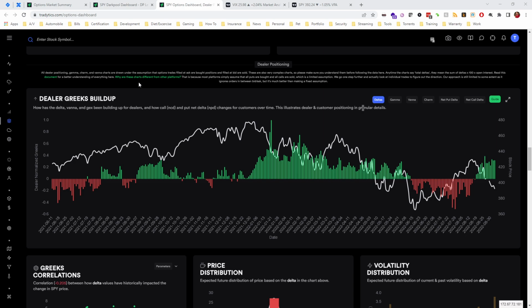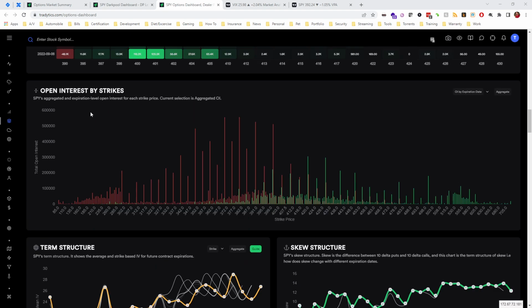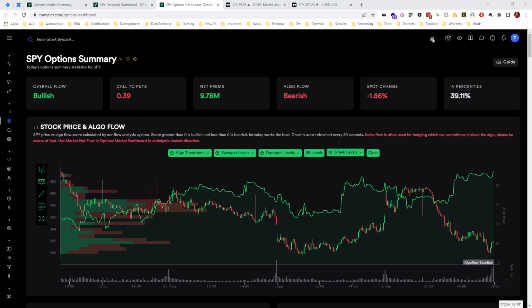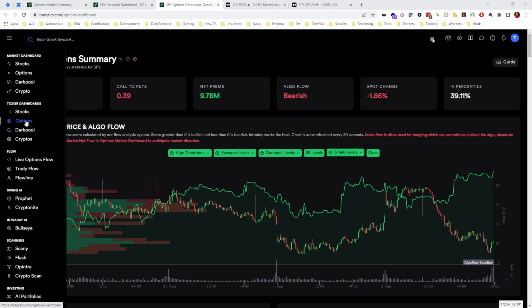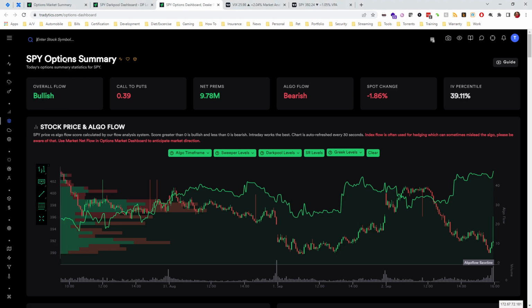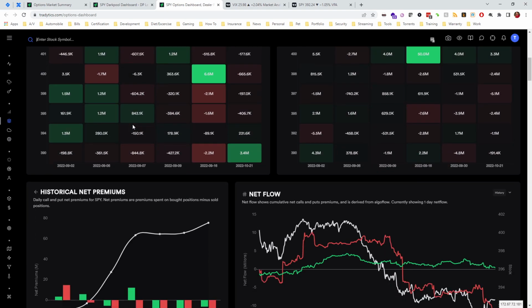With all that being said, let's get right into it. So I'm looking at the SPY options dashboard, and we can actually get to that on the left hand side if we choose options, and then we search SPY up here. I predominantly trade ES, but I do use this dashboard to make decisions and prep for my trading.